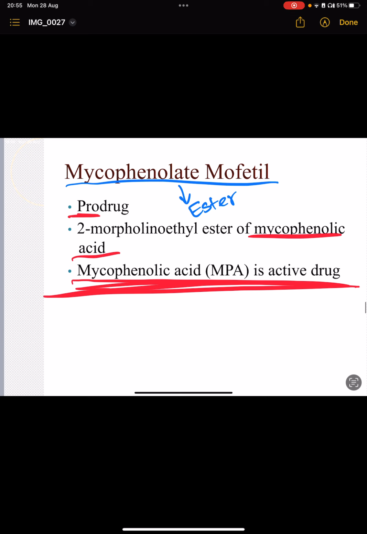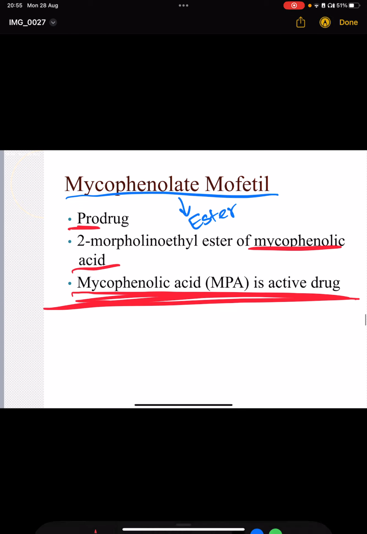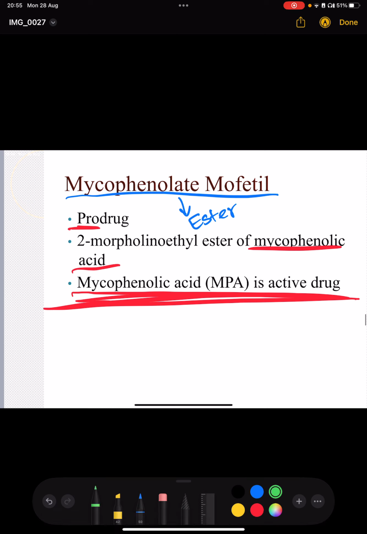When it reaches an acidic environment, the acidic environment of the stomach, this ester is going to get hydrolyzed, and its hydrolysis will result in the active drug that is mycophenolic acid.